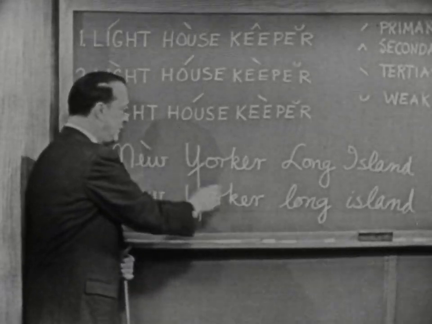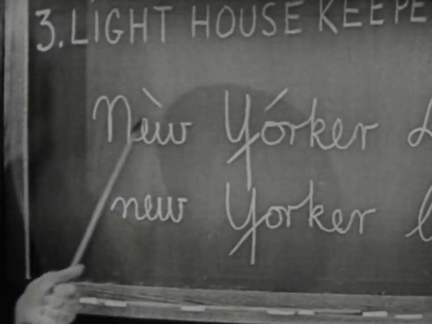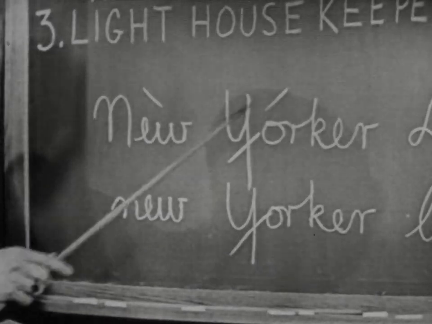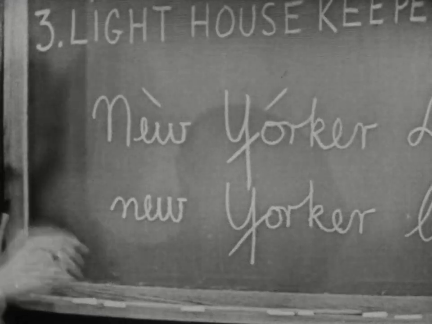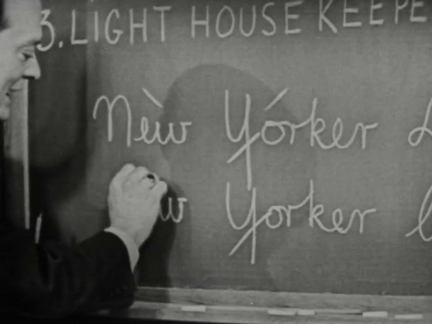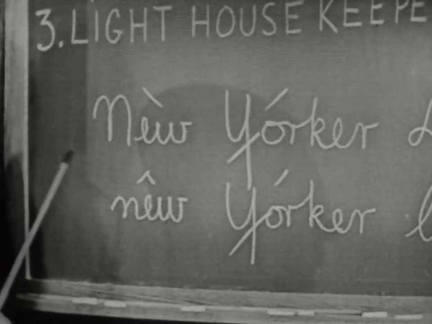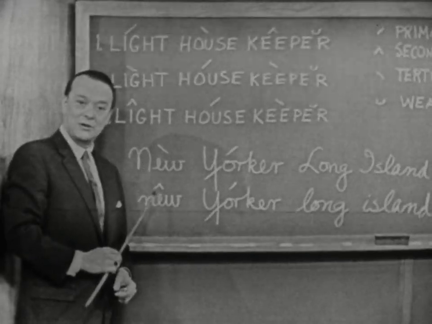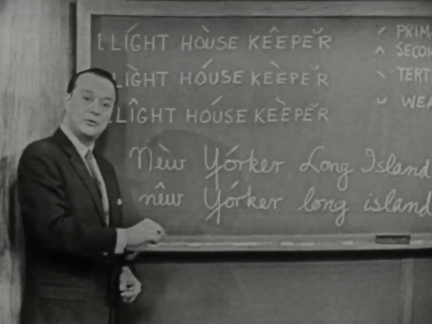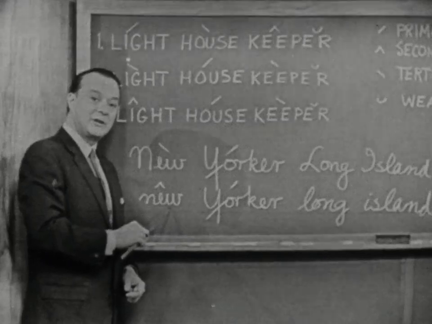If I put tertiary stress and primary stress on it, this is obviously a person who lives in New York, or a car by Mr. Chrysler, or a magazine by that name. But a New Yorker with secondary stress on the new and primary on the York, that's not a person that lives in New York. That's a new arrival in York, Pennsylvania, or York, England, right? New Yorker, New Yorker. Every New Yorker is certainly not a New Yorker.